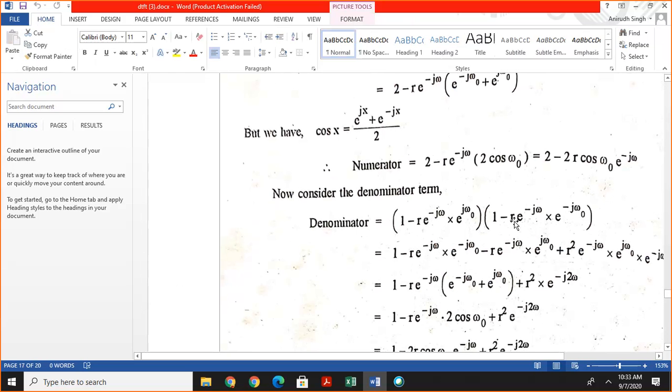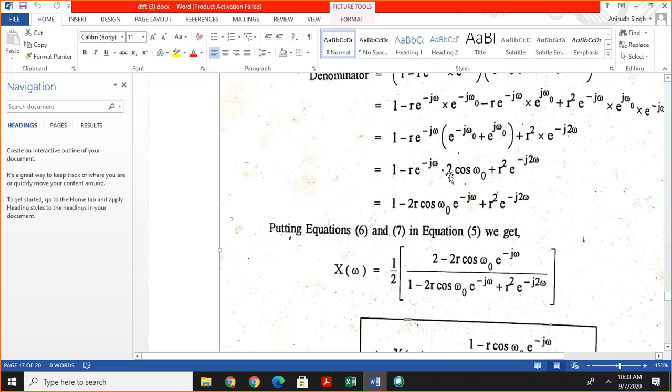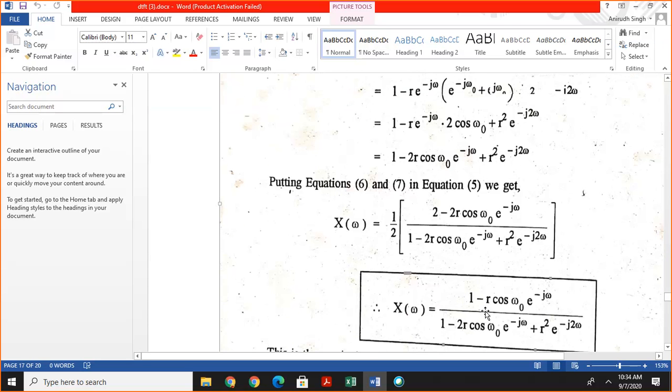Similarly, the denominator is simplified in these steps, and the denominator is simplified by this. If we substitute the simplified form of numerator and denominator, we get the value of X of omega. X of omega is 1 by 2 multiplied by this.